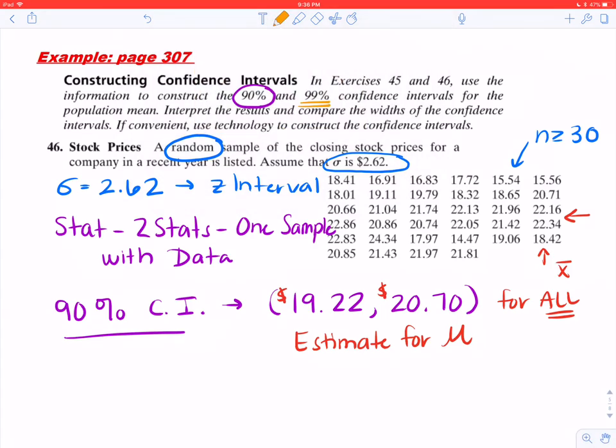All right, now I'm going to let you go back and finish this out. You were also asked for a 99% interval, so you'll need to go back and change that level of confidence. And when you do that, compare the widths. Look at what happens to the size of that interval when you go from 90 to 99%.